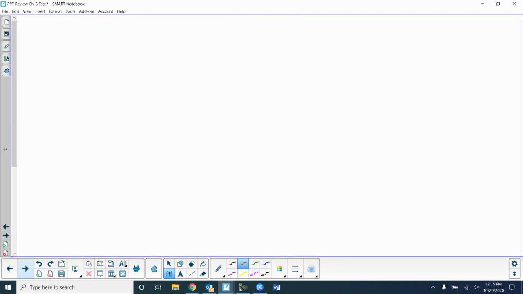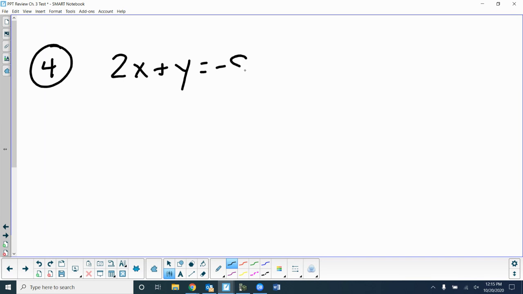Elimination, number 4. Okay, again, I like to write these on top of each other because I'm going to add or subtract. So I'm looking for which variable I can eliminate. Well, right away, I can eliminate which one? The y's, because they have the same number in front. What's in front of both of them? 1. What's the signs of both of them? Same, positive. So I subtract.